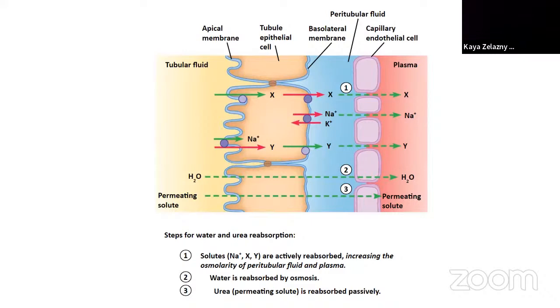So urea is what makes us call urine. It will show up in the tubular fluid again. It's basically going to move back in at a certain point. But at this point, it's permeating into the plasma.